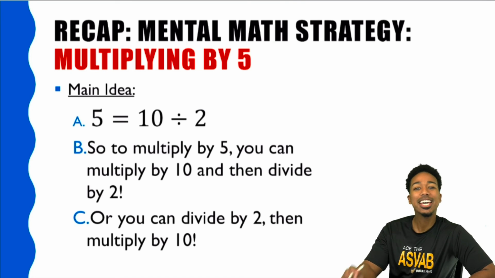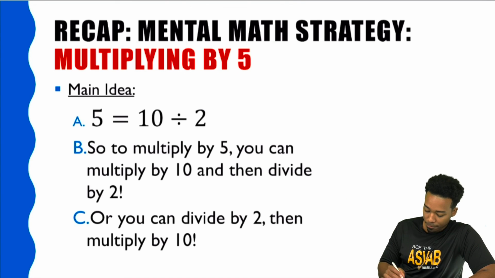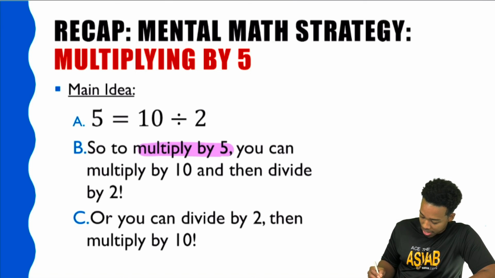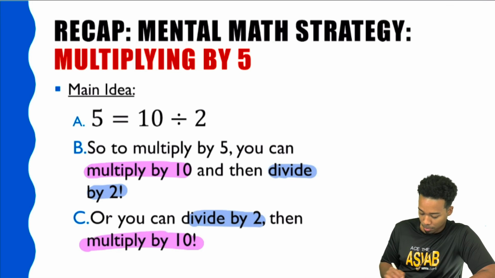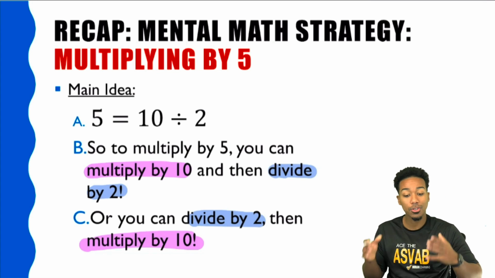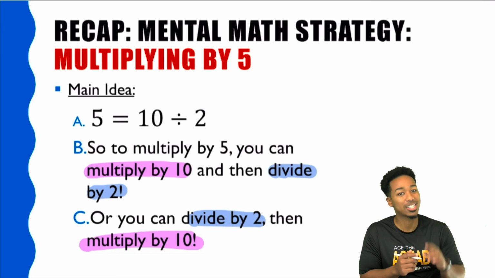So remember, guys, the trick here for multiplying by 5: you can multiply by 10 and then divide by 2. Or if you would like to, you can divide by 2 and then multiply by 10. Either way works. That's the way the cookie crumbles.